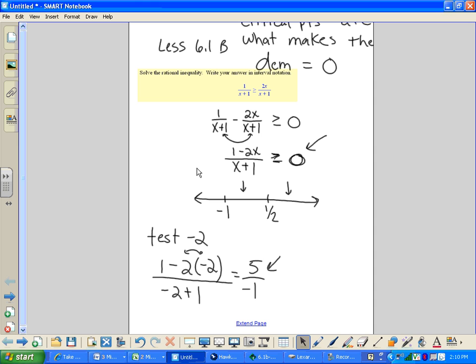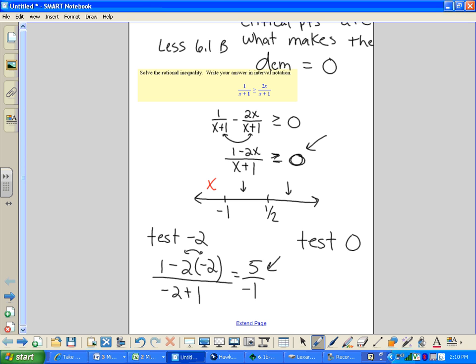Okay, now let's test the middle region. The one on the left side didn't work. Now we're going to test the one that's in the middle. I want to test a value that's in between -1 and positive 1/2. A nice number to test there would probably be 0. You could do any number in between, it doesn't matter, but I'm going to test 0 here.